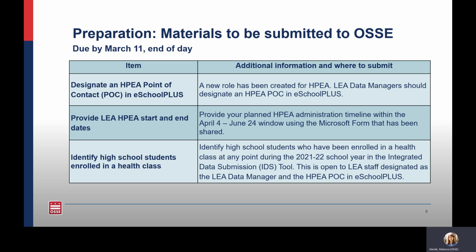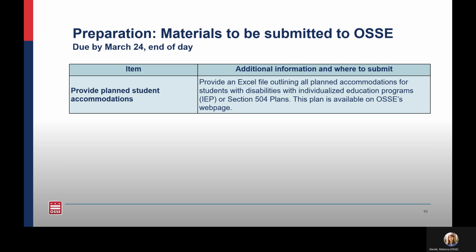Next, we'll ask that LEAs provide their planned HPEA administration timeline within the April 4th through June 24th window in the Microsoft form that's been shared by OSSI. And finally, by March 11th, we ask that you identify the high school students who have been enrolled in a health class at any point during the 2021-22 school year in the IDS tool. The IDS user guide is available on OSSI's webpage as well.